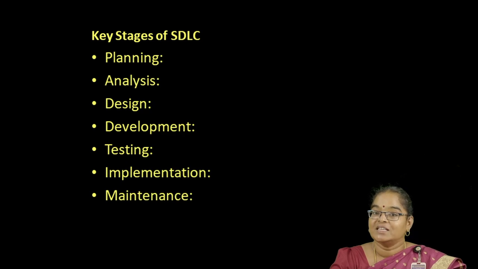The first stage is planning. Planning is a prerequisite for each and every activity. Without planning, we cannot attain success. For getting success, planning is essential. So, in system software development also, planning is essential. Duration of planning, objective of planning, scope of the project are also planned in this phase.